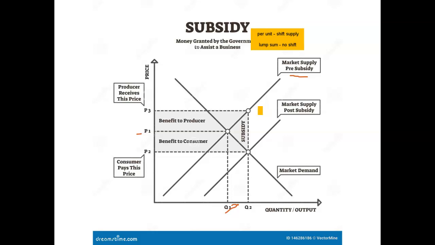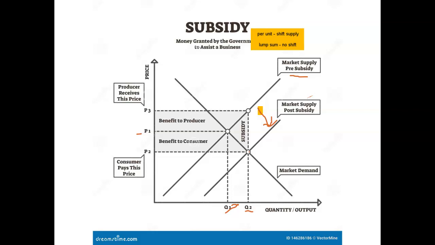Let me just change my pen. This is our increase in our supply curve. We're looking at an increase something like this. Here's our new supply curve. And as a result of this, we get a new equilibrium. The most important thing to note is we've increased our quantity to Q2. We're now operating at this equilibrium, where the market demand and the post-subsidy supply curve are intersecting.